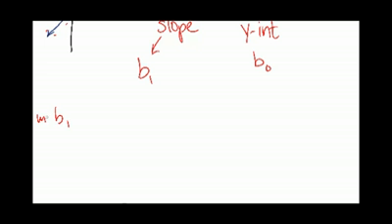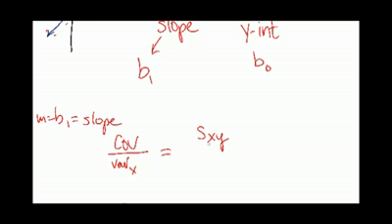B1, m, whatever you want to call it, the slope of your line, is going to be your covariance over the variance of x. So this will be step one.